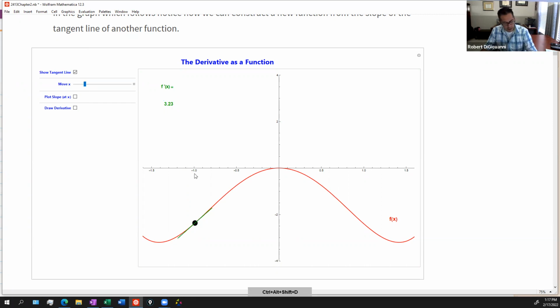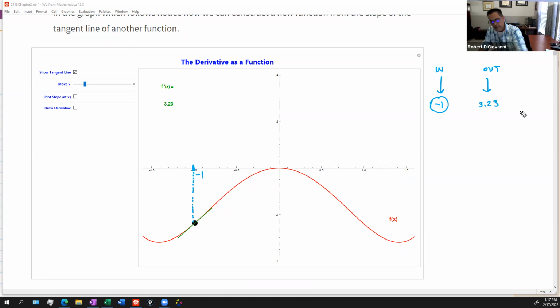Let me clear this out. So if I go to -1, right? This is -1 on the x-axis. This new function takes -1 in as an input, and the output is the slope, and the computer is telling me it's 3.23, right?